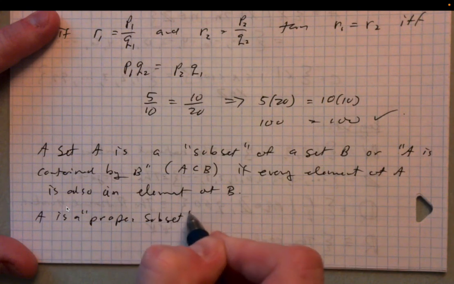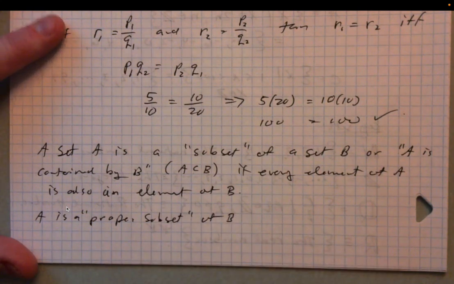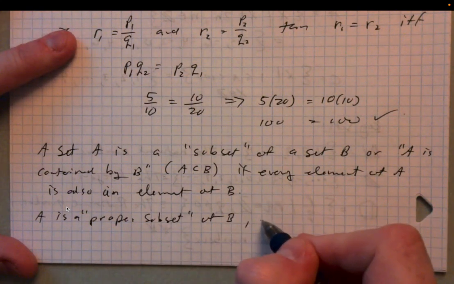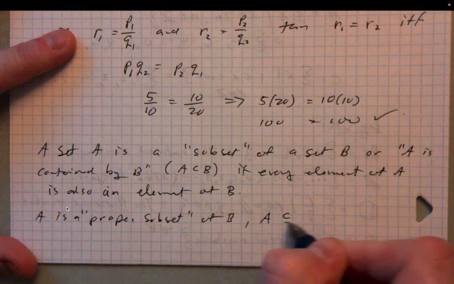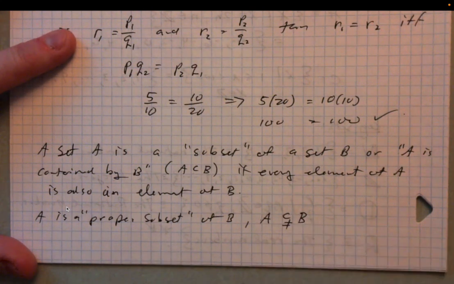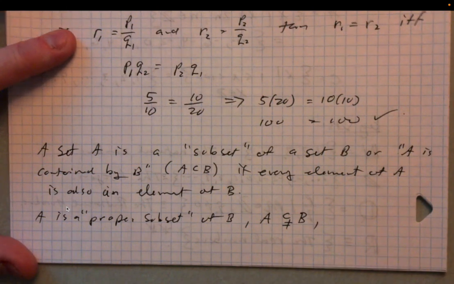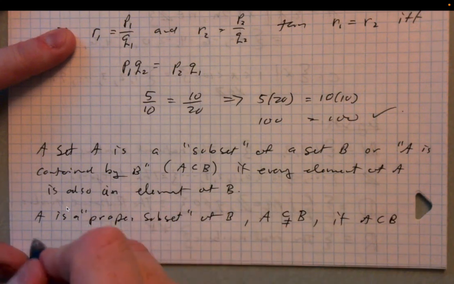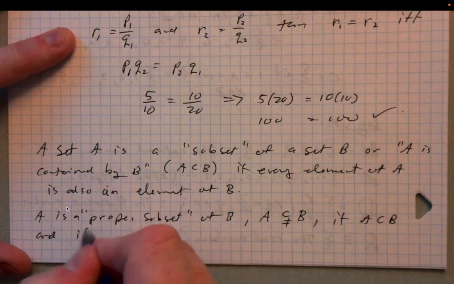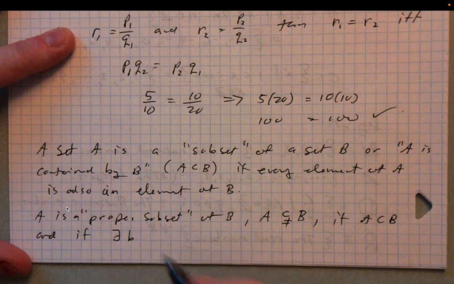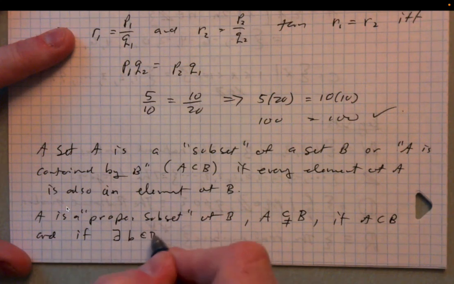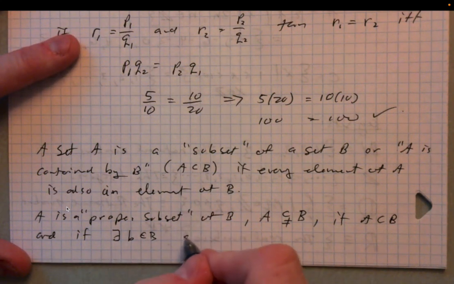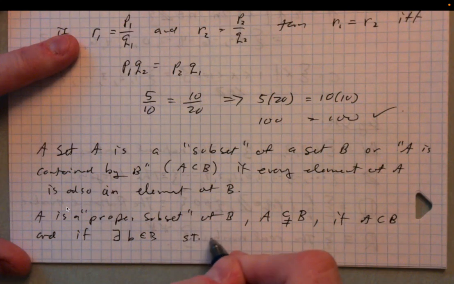A proper subset of B. And we would denote that usually by A and then a subset symbol, and then below it like a not equal symbol. So A is a proper subset of B if A is a subset of B, and if there exists some element in B such that that element is not in A.